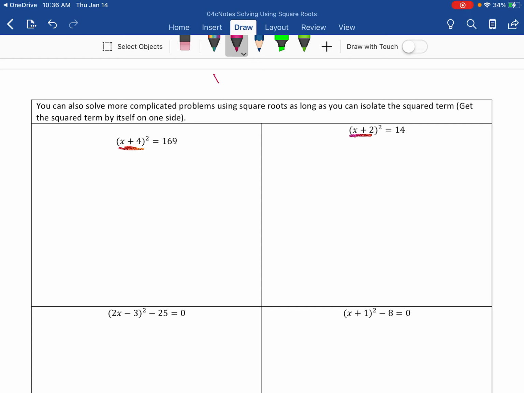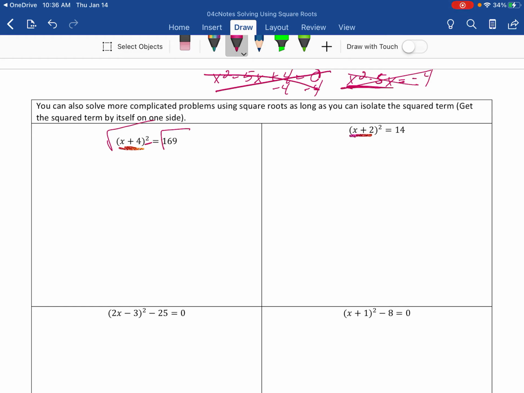So if I have a problem like x squared minus 5x plus 4, and I were trying to solve this, x squared minus 5x is equal to negative 4, I can't get the x's all on one side, I can't get the x by itself. So you can't use square roots for regular quadratics, but for these right here, just like the previous problems, if you have a squared term, you can get rid of the square by taking the square root of each side.